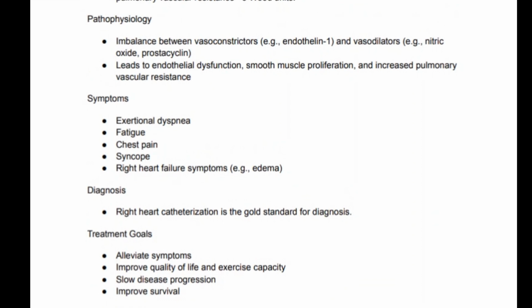ERAs are effective, but they definitely come with some serious risks, especially for pregnant women. It's a good reminder that every medication has potential benefits and risks. Exactly. That's why understanding these details is so crucial for the NAPLEX and for your future practice as pharmacists.